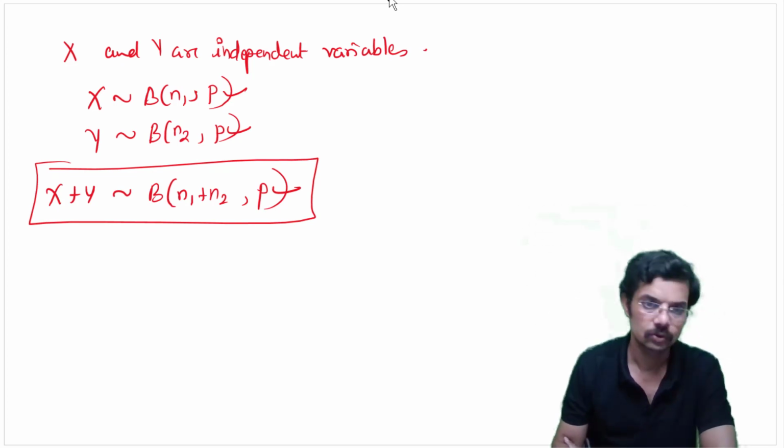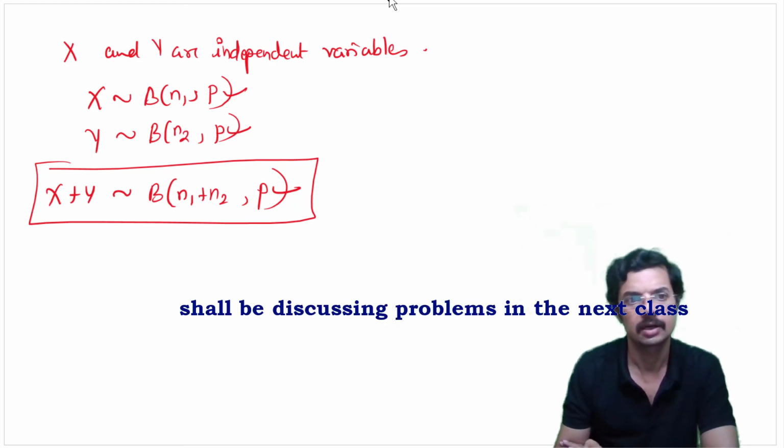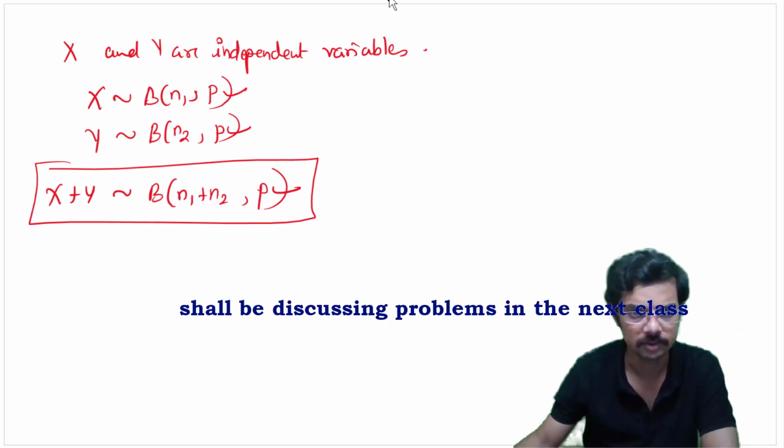So these are the theoretical aspects of the binomial distribution. Now we shall consider one or two problems.